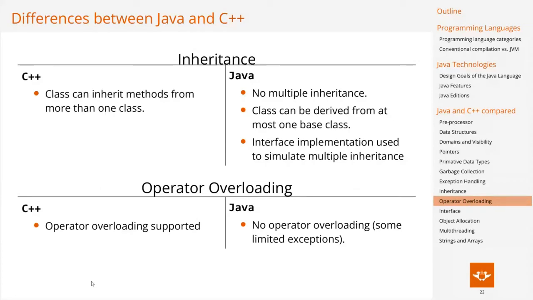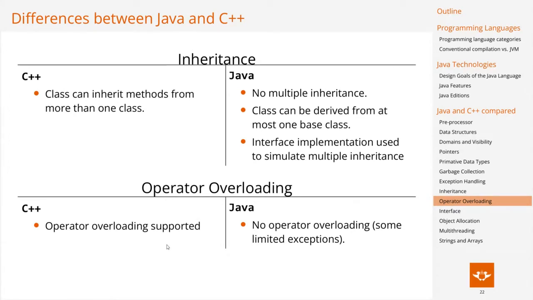So Java said, okay, that's a problem. We don't want it. It doesn't allow multiple inheritance. One class, one parent class. You can have multiple subclasses, but only one parent. There is a way to simulate multiple inheritance to try and get the same benefit without the drawbacks, and that is by using interfaces.